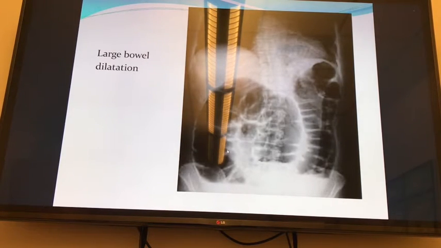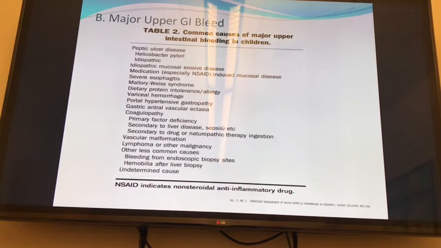Large bowel, it's the colon there. You often see these kinds of patterns, like let's say a Hirschsprung's, where there's an obstruction distally, megacolon with maybe inflammatory colitis or Crohn's or something. You can see those patterns.